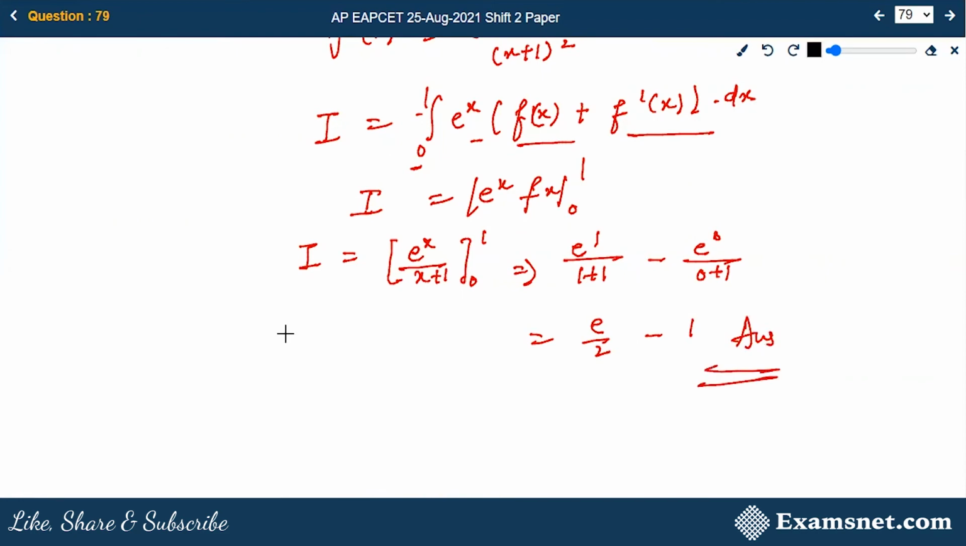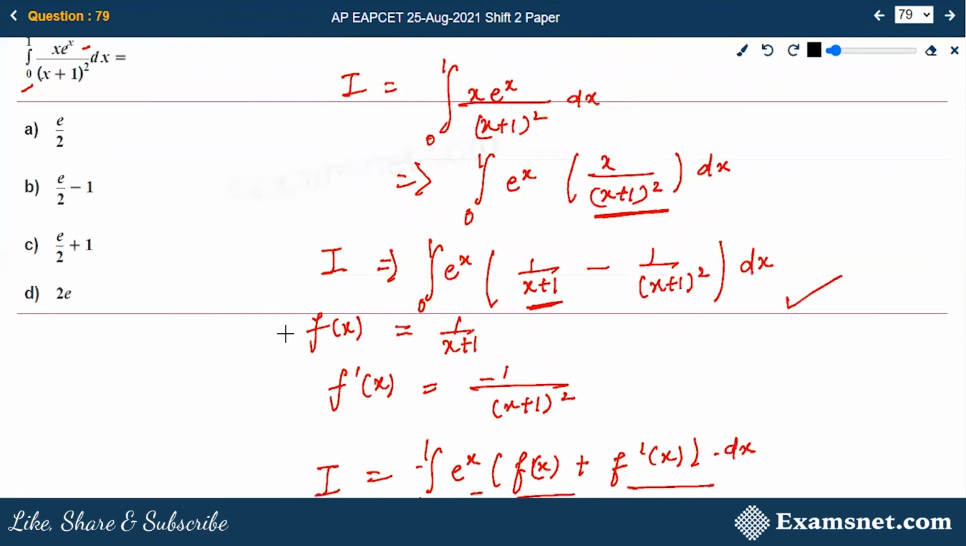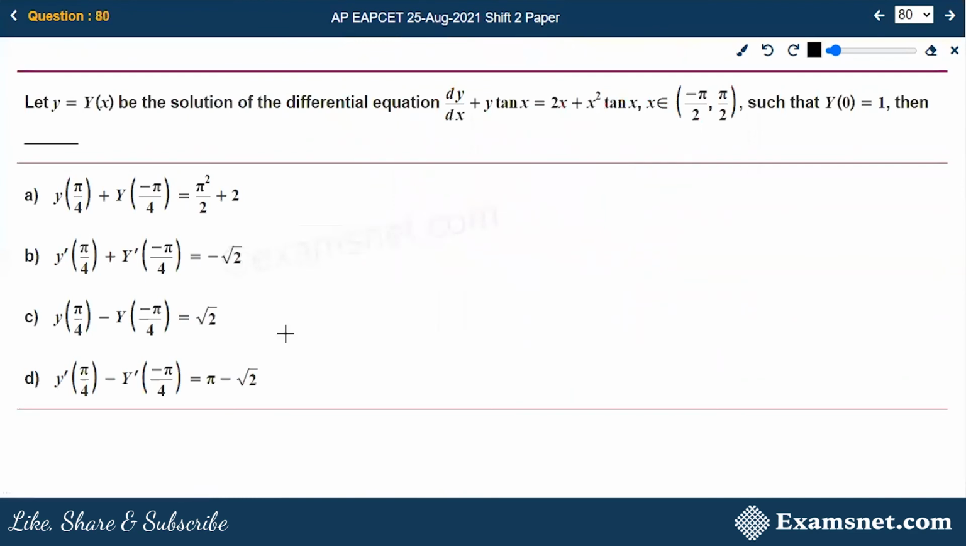This is your answer. So which of the options is correct? E by 2 minus 1 is the correct option. Next question. Question number 18.